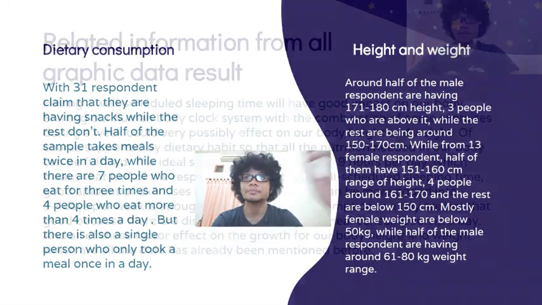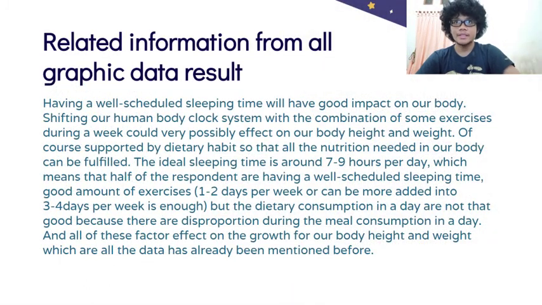kilogram weight range. The related information from all graphic data results includes inductive and deductive reasoning. So for the inductive reasoning, basically we start with the data that we have collected before, and then we make a conclusion of it. Before that, we tend to do the qualitative research. While for the deductive, we start with a theory, and then we make a hypothesis of it before we get the full result of the observations.